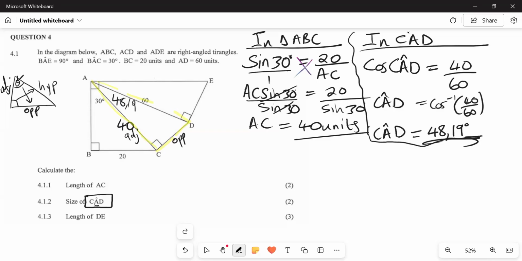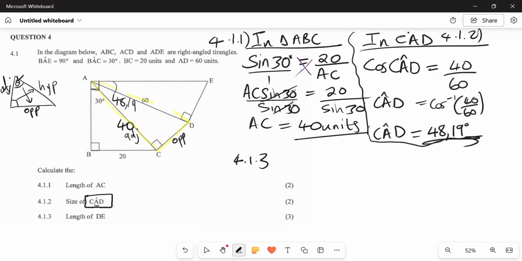So again, it's not a problem. Because of this sign here, it implies that 30 plus 48 plus this angle is equal to 90. Because this means complementary. The angles add up to 90. So for that question there, this is 4.1.1, and then this is 4.1.2.